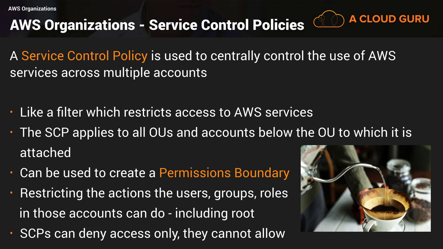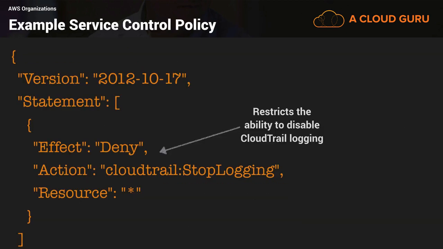So you can see that the service control policy is a really powerful way to restrict access because it's going to override any local configuration. And finally, service control policies can only deny access. They can't be configured to allow access. So let's take a look at an example service control policy. It looks exactly like a normal Identity and Access Management policy. So we have the version and the statement. And the effect is deny because it's always going to be deny.